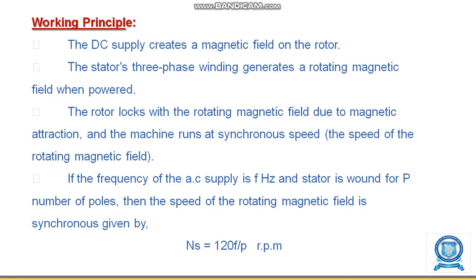Working principle. The DC supply creates a magnetic field on the rotor. The stator three-phase winding generates a rotating magnetic field when powered. The rotor locks with the rotating magnetic field due to the magnetic attraction, and the motor runs at synchronous speed. If the frequency of the AC supply is F Hz and the stator is wound for P number of poles, then the speed of the rotating magnetic field is given by Ns equal to 120 F by P.